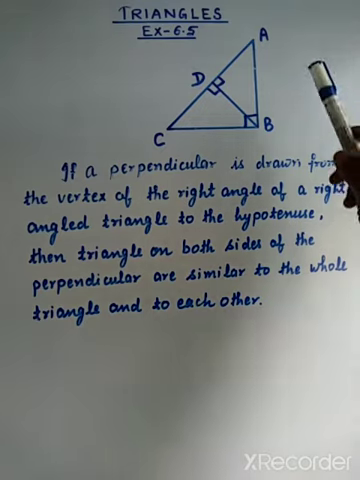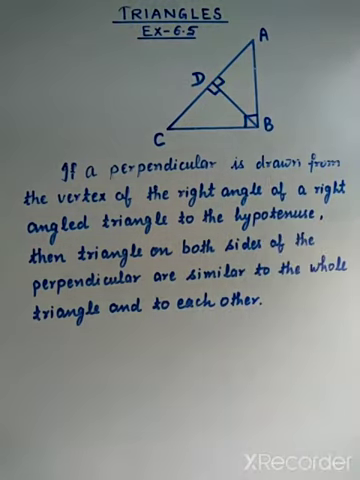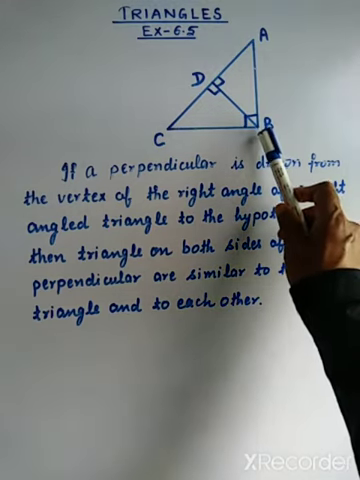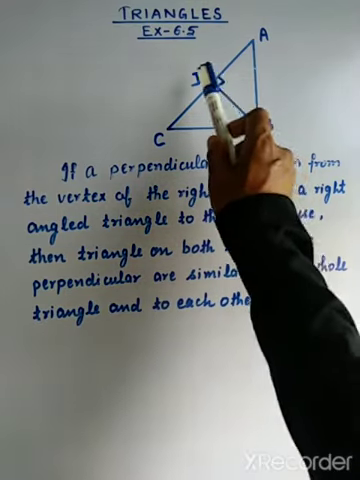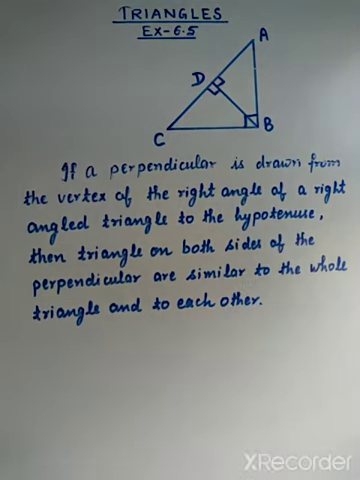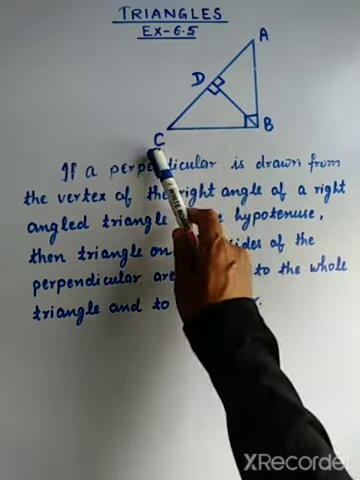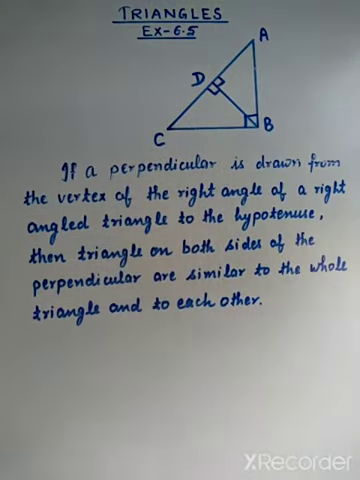Which means in triangle ABC, if angle B equals 90 degrees, so it is a right angle triangle. If we draw a perpendicular from vertex B to hypotenuse AC, so BD is perpendicular to AC, then there are three right triangles. One is ABC, second will be BDC and third is BDA. So all three triangles are similar to each other.